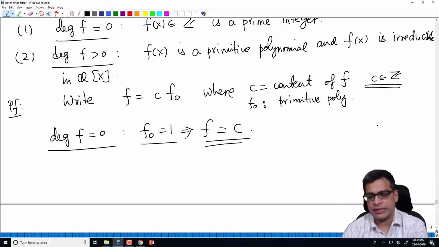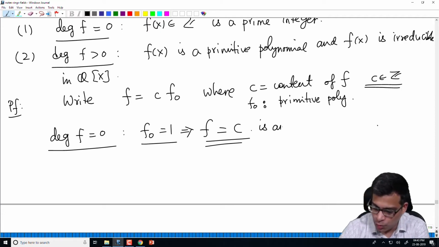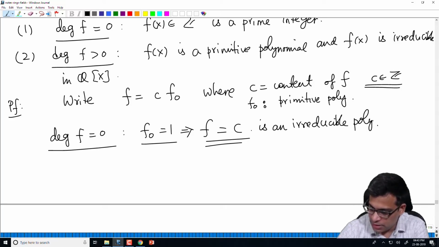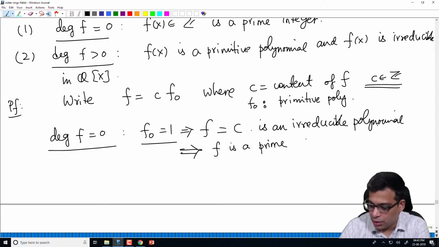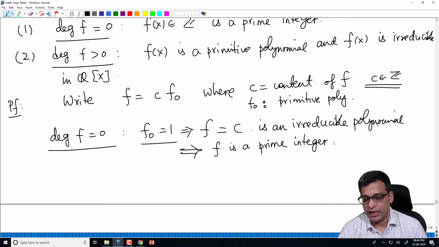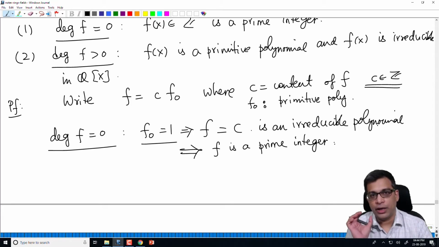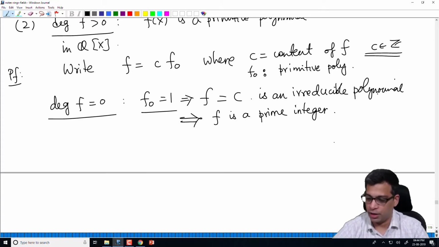And when is an integer irreducible? This proves that f is a prime integer, because for example we can simply use the fact that the ring of integers is a PID. So an element is irreducible if and only if it's prime. So f is an irreducible polynomial of degree 0. That means it's an irreducible integer. An irreducible integer is prime, because in the ring of integers, irreducible automatically implies prime.